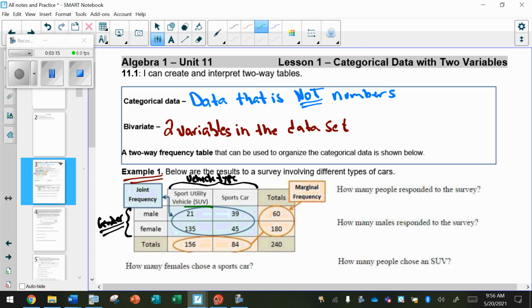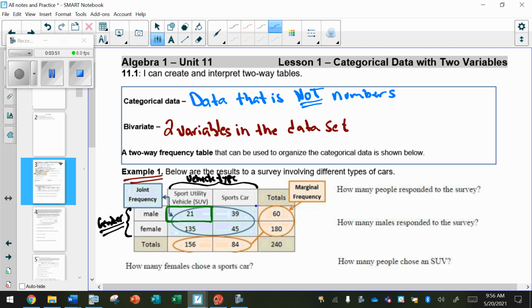So this first cell joins sport utility preference with gender identification of male, and there would be 21 people who identify as male and would choose a sport utility vehicle. So those two categories joined is why this 21 is called the joint frequency. Frequency is how many times that answer occurred, and the joint frequency means we are joining the gender identification as male and the sport utility vehicle preference.